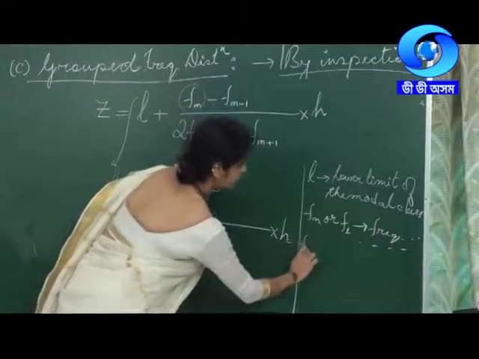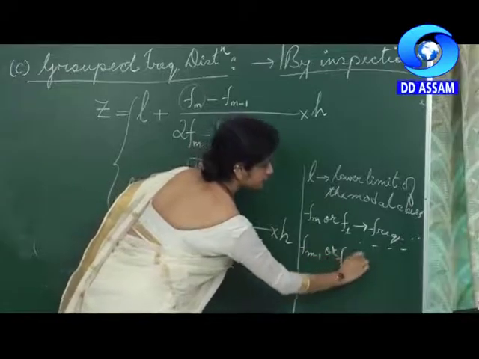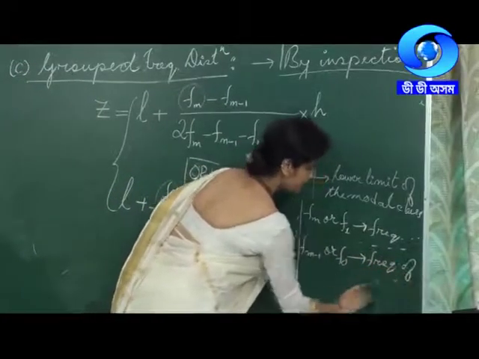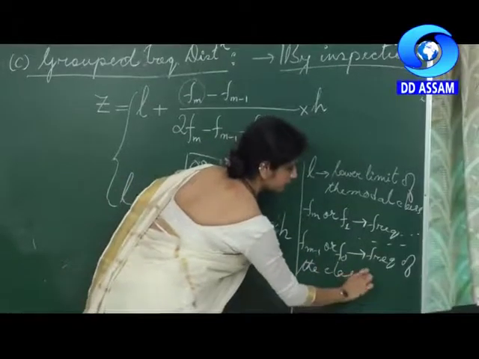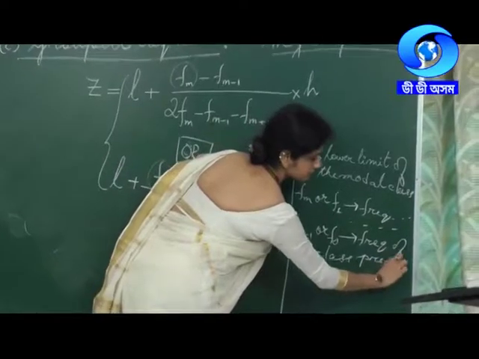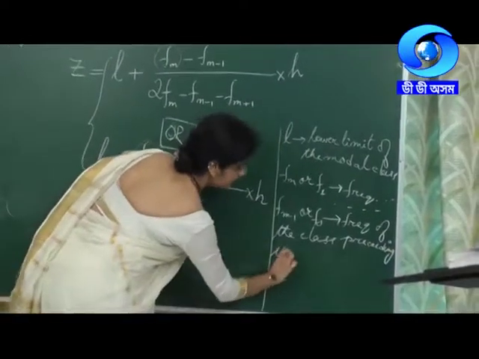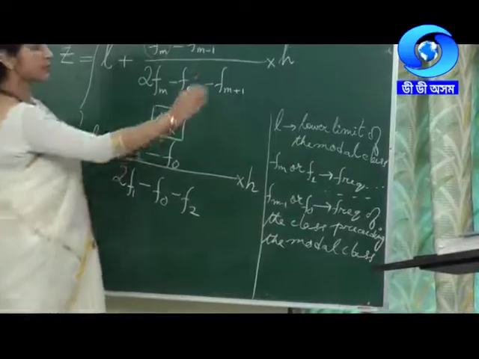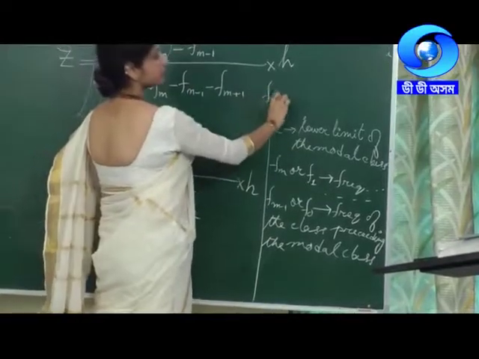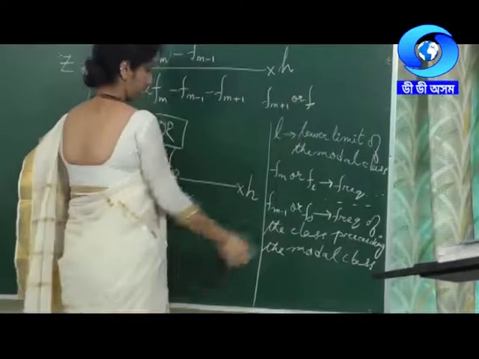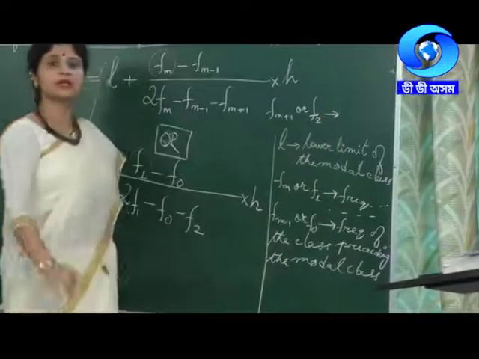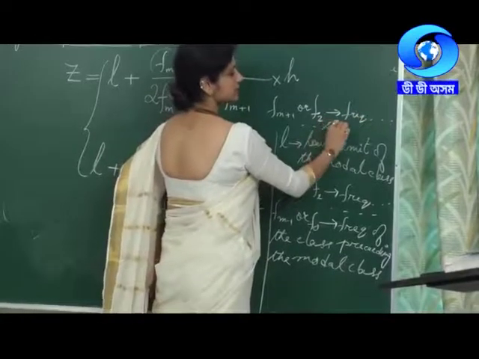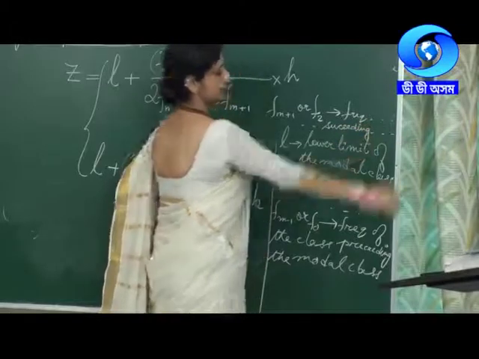Fm minus 1 or F0 is nothing but the frequency of the class preceding the modal class. And Fm plus 1 or F2 is the frequency of the class succeeding the modal class.